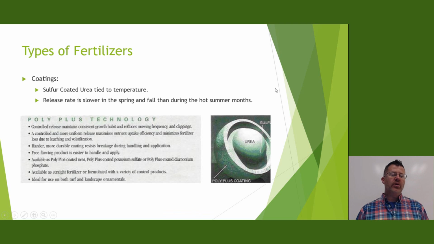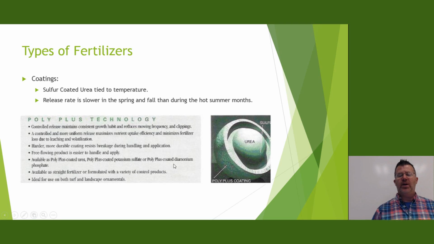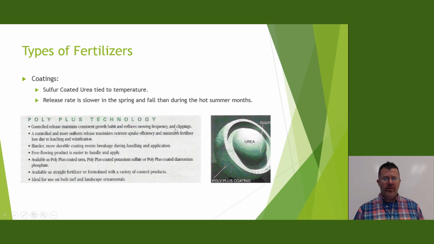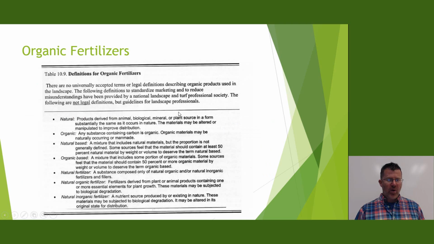Coatings, we have sulfur-coated urea, which is tied to temperature. The release rate is slower in the spring and fall than during the hot summer months. The heat is making it release a lot quicker. Here's a slide of the urea that's in the center. It's got a PolyPlus coating on the outside, and then it's got the surface coating of the sulfur. So just a little information that I've put in the slide there for you. Here's some good information about the PolyPlus technology. So please take a look at that during your studies.